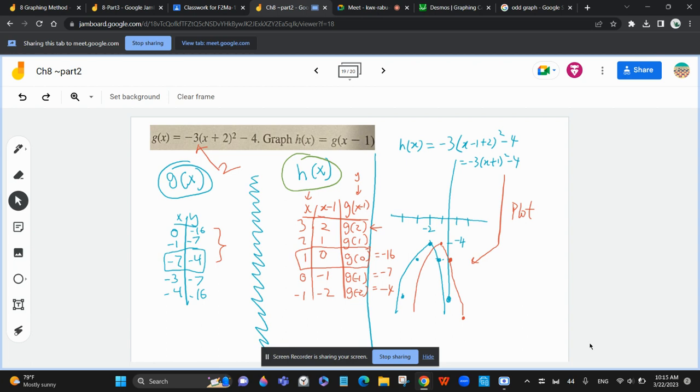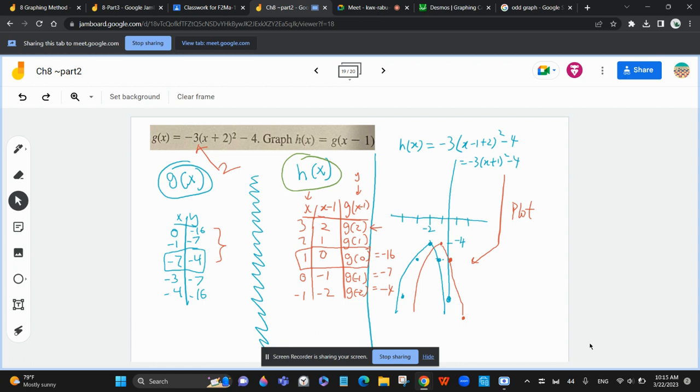I guess g of x minus 1 is not easy to understand, because you need to switch x to x minus 1. So you get x plus 1 squared minus 4. And you plot it, what we'll get is this one.